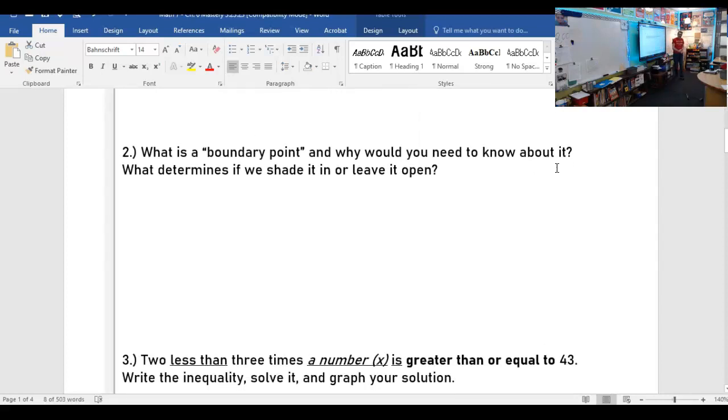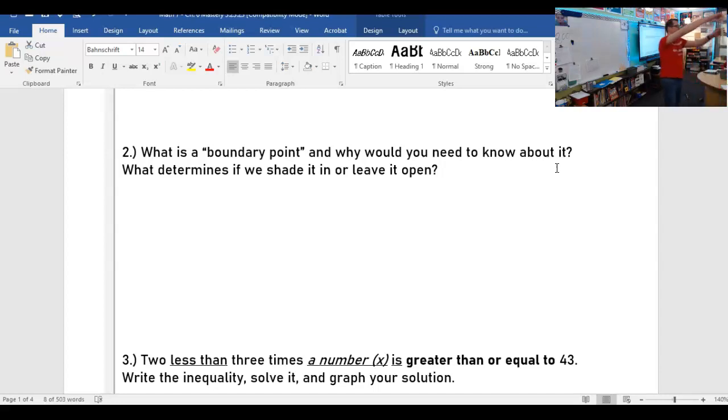In 2, what's a boundary point? And why do we need to know about it? Somebody pull out your chapter 6 notes. I'm curious to see who's fastest. They're yellow. Okay, yellow. Oh, I think I saw Mason's first. Can I borrow those? Nice work, Mason.